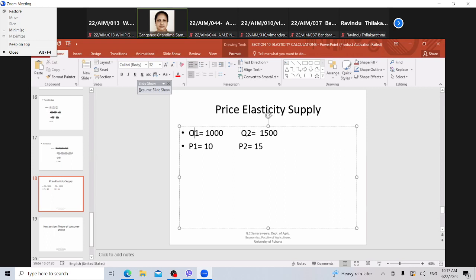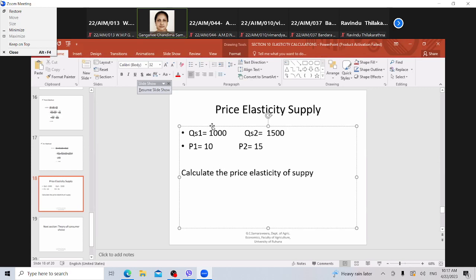Here I'll keep quantity supplied. Here also quantity supplied, otherwise you will get it as demand. Then prices are given. So you have to calculate the price elasticity of supply. Now see, even 5 minutes is enough for this.